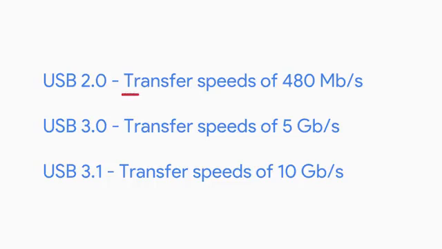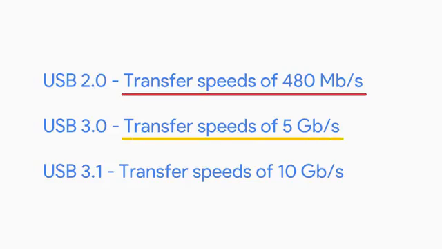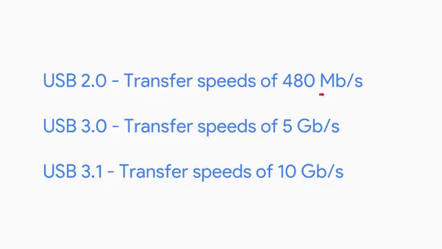USB 2.0 has transfer speeds of 480 megabits per second. USB 3.0 has transfer speeds of 5 gigabits per second. USB 3.1 has transfer speeds of 10 gigabits per second. In the chart, let's pay attention to the details. Using capital M, lowercase b, /s, instead of capital M, capital B, to reference transfer speed. These are actually different units.